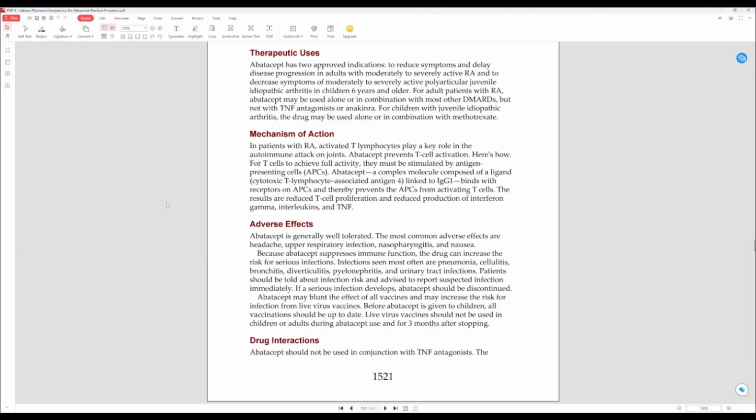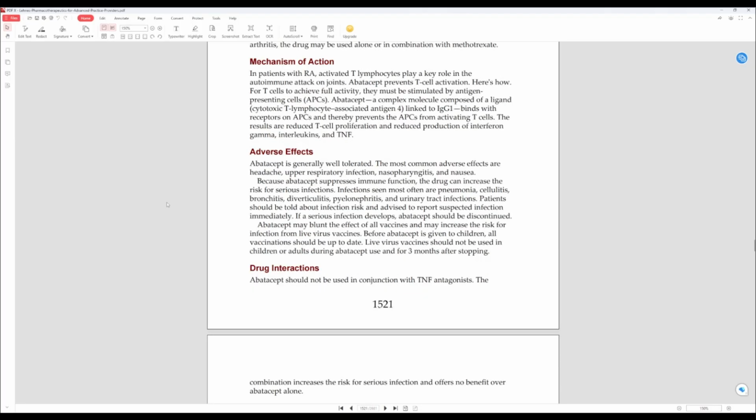Its therapeutic use: abatacept has 2 approved indications: to reduce symptoms and delay disease progression in adults with moderate to severe active RA, and to decrease symptoms of moderately to severely active polyarticular juvenile idiopathic arthritis in children 6 years and older. For the adult population with RA, abatacept may be used alone or in combination with most other DMARDs, but not with any TNF antagonist or anakinra. For children with juvenile idiopathic arthritis, the drug may be used alone or in combination with methotrexate.